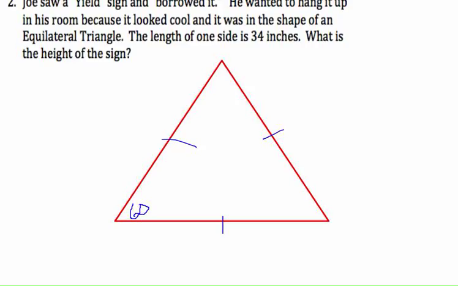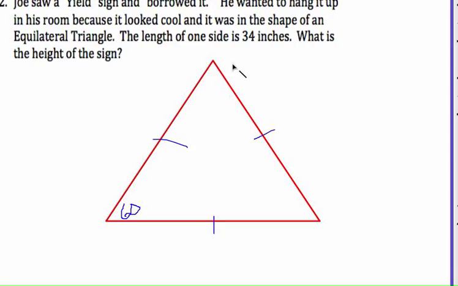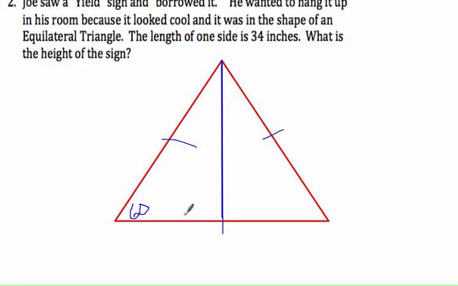But they really want, what is the height? So they want this distance right here. It breaks it up into 2 congruent triangles because we know that this height, this perpendicular line right here, bisects this side. So really what this makes is a 30, because it bisects this angle too, 30, 60, 90 triangle.